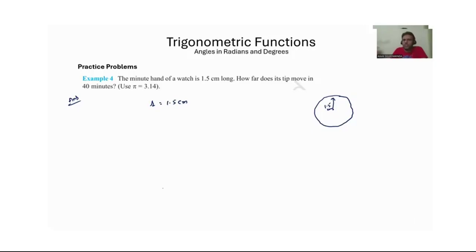How far does its tip move? So if the tip is here, how far that tip moves is nothing but the circumference they are asking, in 40 minutes.